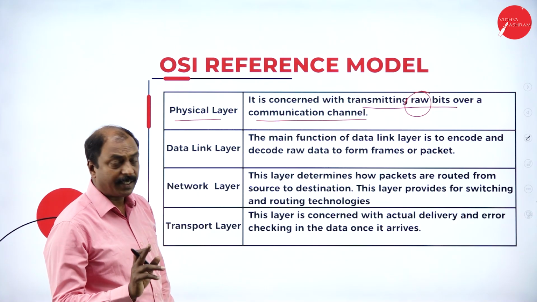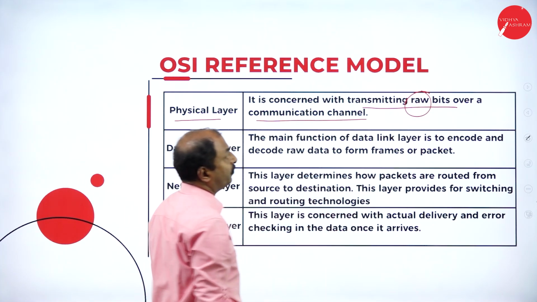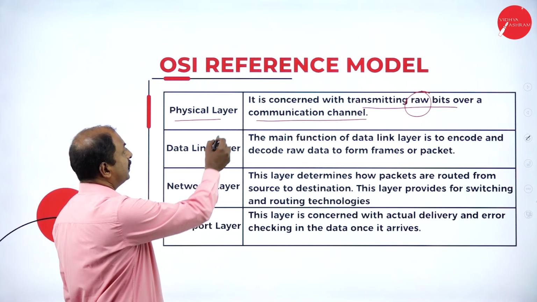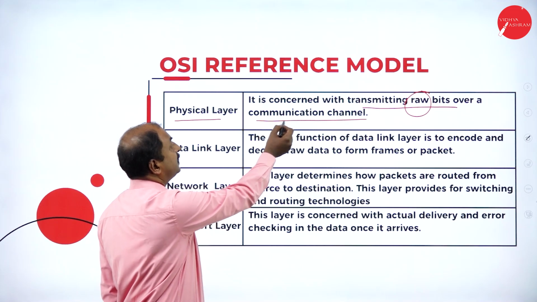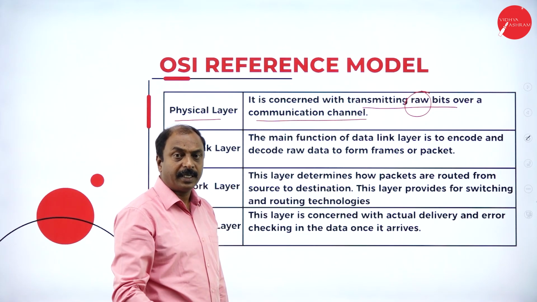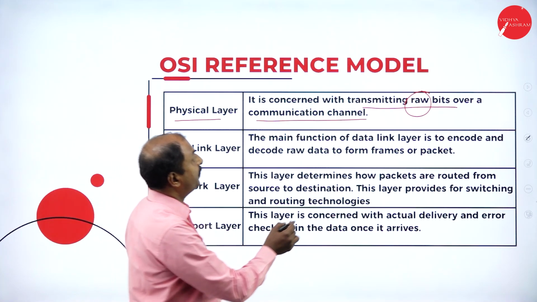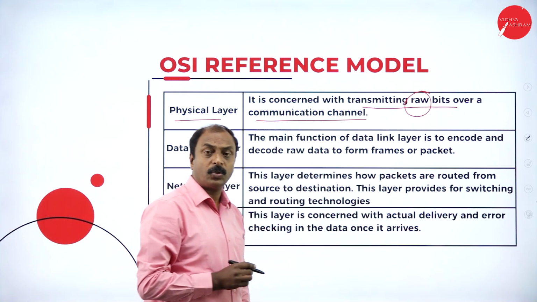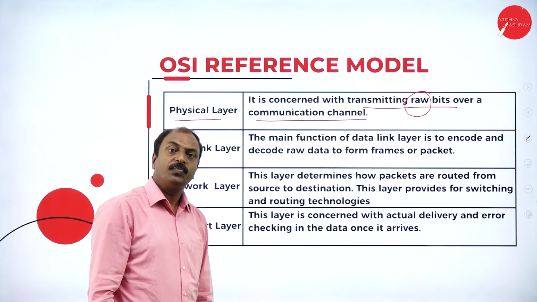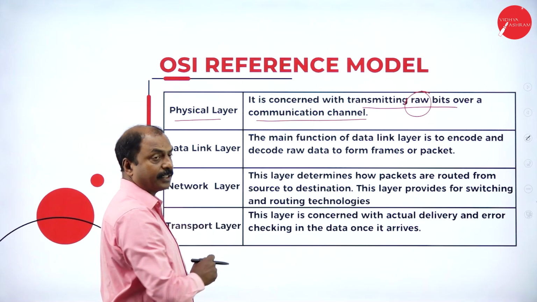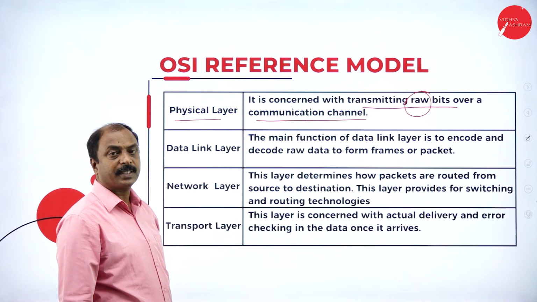So, at the physical layer, the data moves in the form of raw data, in the form of bits and bytes. That is the function of the physical layer, and it is also concerned with transmitting data between physically connected computers or different transmitting media. The responsibility of the physical layer is to transmit the raw data through a physical medium to the destination computer or to another host. This is the function of the physical layer.